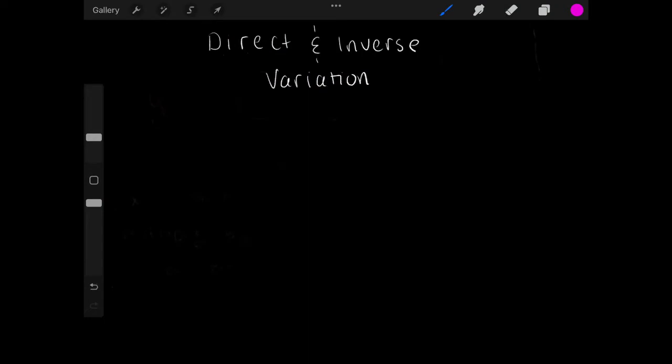So, what is variation? Variation is the relationship between variables in algebra. It helps to see how two unknowns relate to each other. So first off, we're going to start with direct variation.